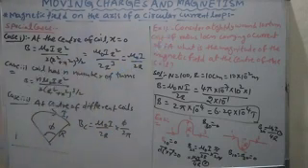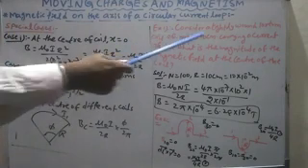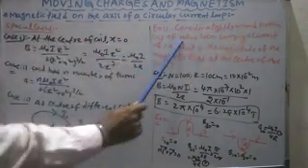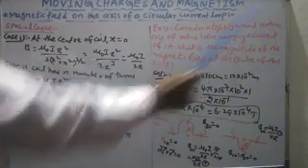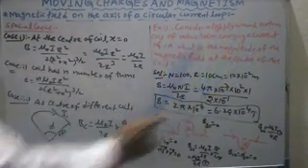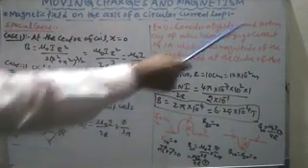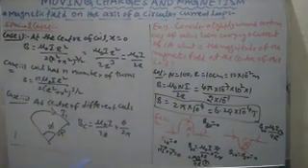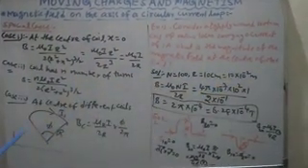Next, come to example number 1. Consider a tightly wound 100 turn coil of radius 10 cm carrying a current of 1 ampere. What is the magnitude of the magnetic field at the center of the coil? How many turns are given here? 100 turns. How much radius is given? 10 cm. 10 cm means 10 to the power minus 2 meter.